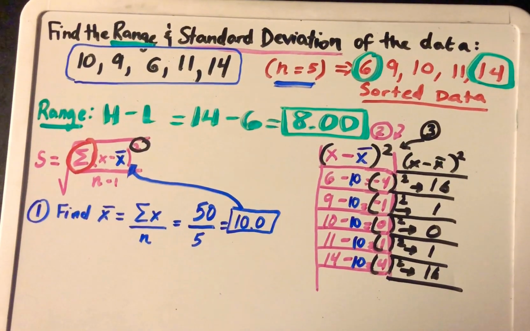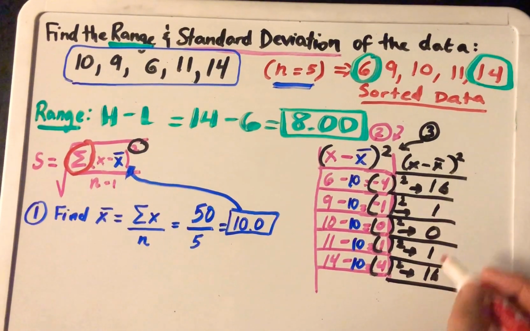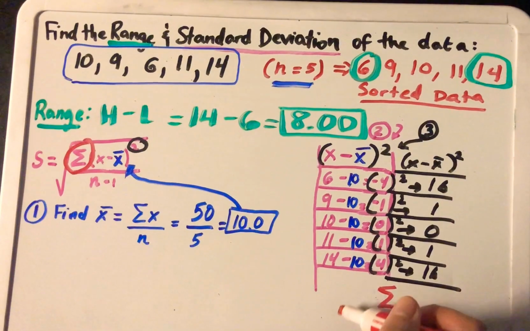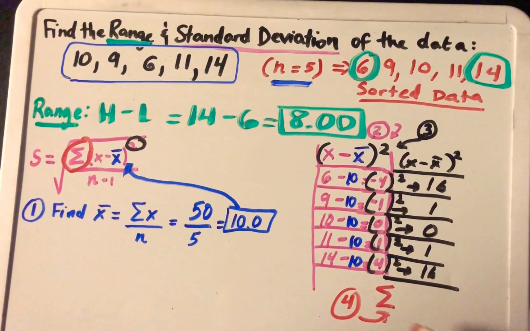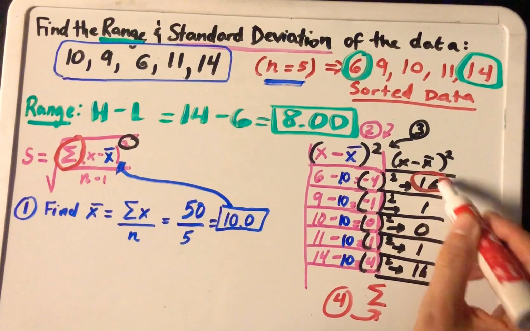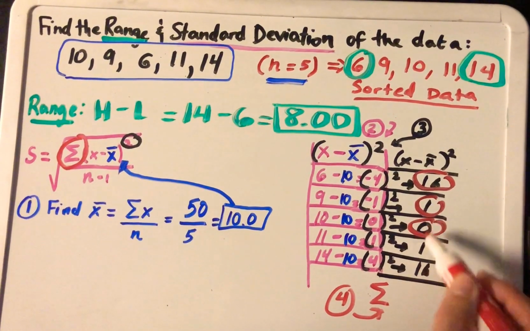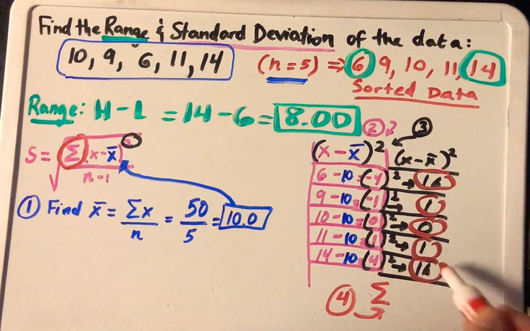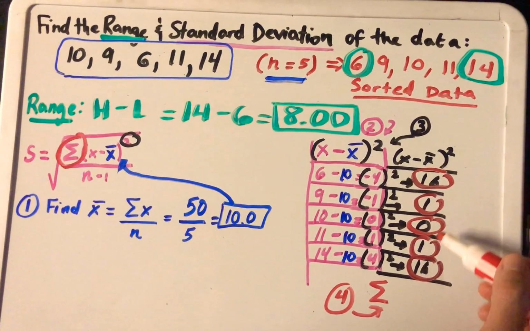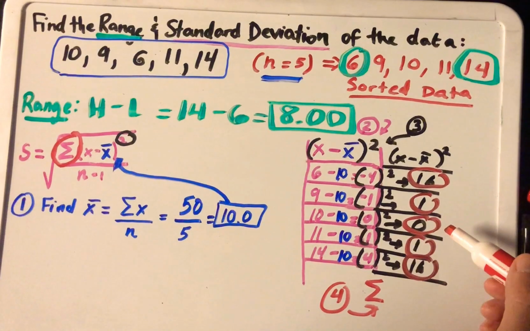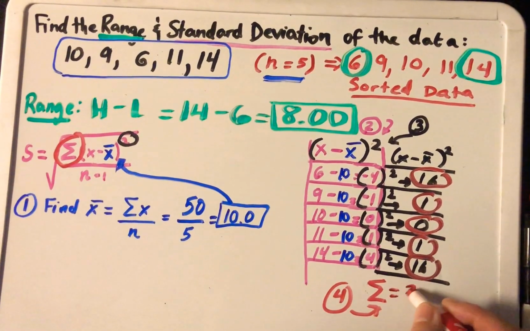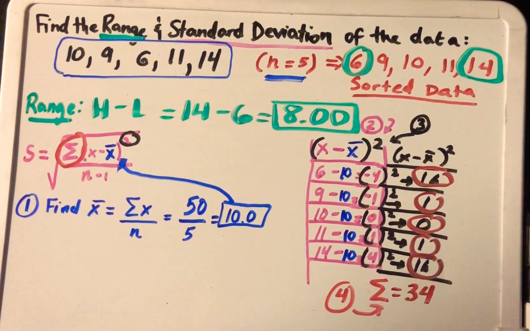We are now going to be in a position where we can add up those sums, those squares. So this is step number 4, if you will. We're going to add up those squares. So 16 plus 1 plus 0 plus 1 plus 16. Well, I know 16 plus 16 is 32. 1 plus 1 is 2, and 0 doesn't add anything. So 32 plus 2 is 34. So the sum of those differences is 34.